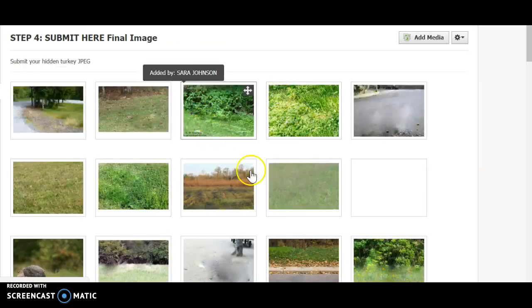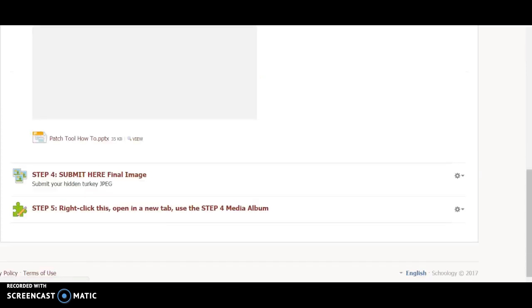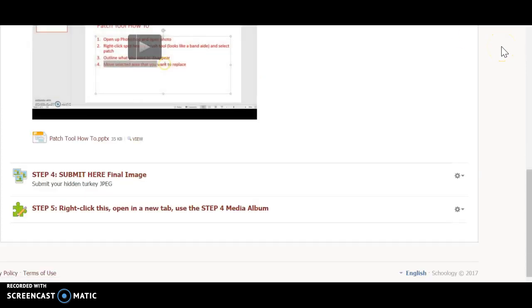When they were done, they submitted their final images here, which was really neat because you couldn't see the turkeys anymore. And then once I had almost all the students completely done, that's when I activated this last step, step 5. The purpose of step 5 is for them to match up whatever number is on the image with the number on the question, and try to figure out how many turkeys were originally there. Their grade is not actually based on whether or not they can figure out how many turkeys were originally there. Their grade was based on how well they did actually at removing their turkeys and using these tools.